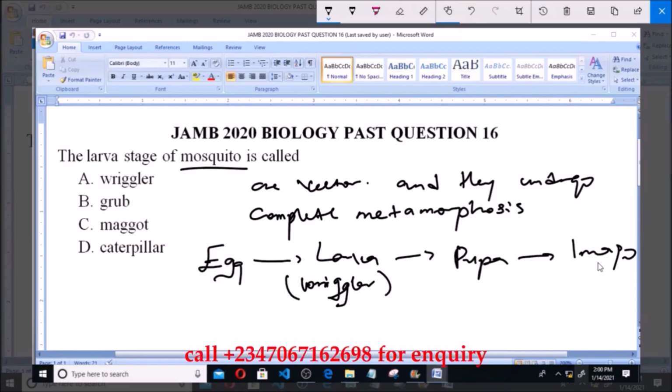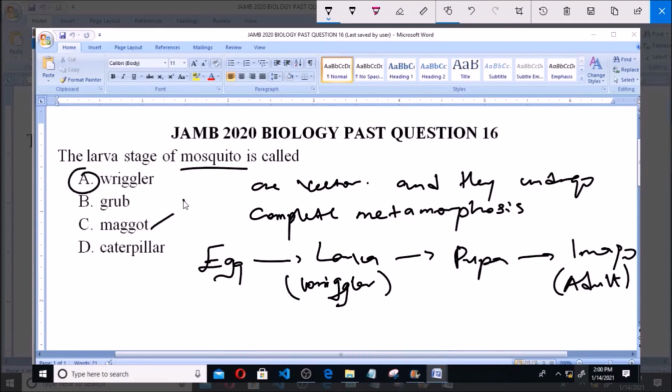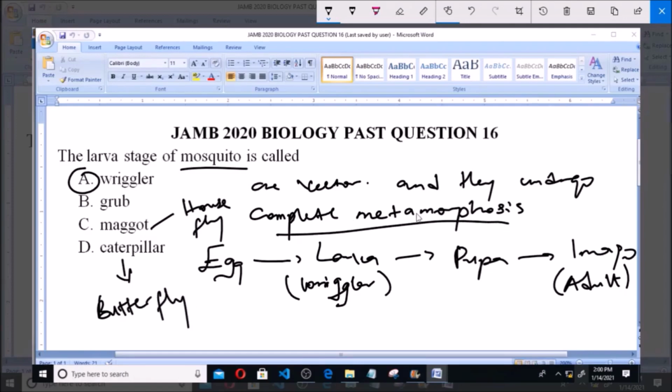Then the imago is what we call the adult mosquito. So the larva stage of mosquito is called the wriggler, and that is option A. Now option C, which is maggot, is the larva stage for housefly, and caterpillar is the larva stage for butterfly, and they both undergo what? Complete metamorphosis like mosquito. So the answer to this question is option A, wriggler. That's the larva stage of mosquito.